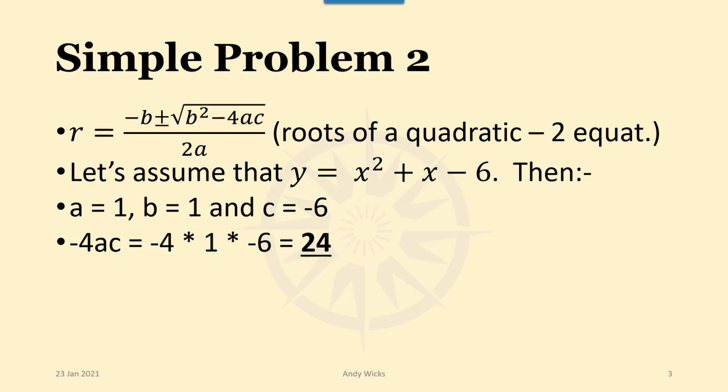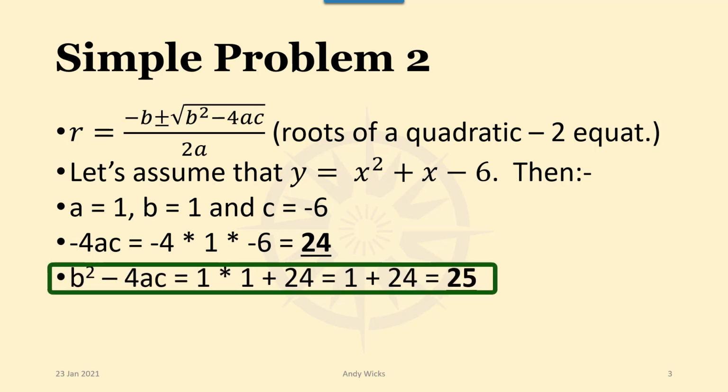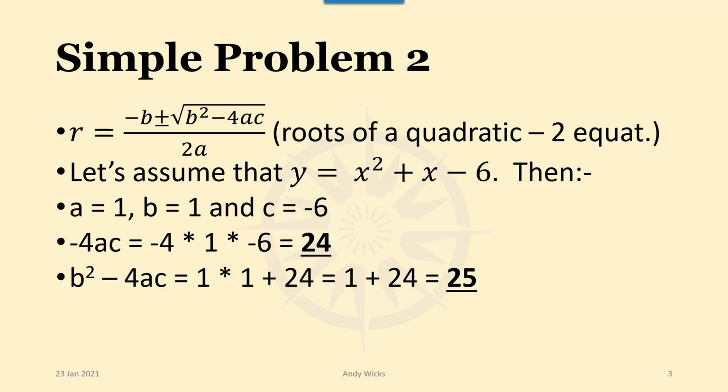Having got that minus 4ac done, we can then take that answer and add it to b squared, because we've already taken account of the minus sign with the minus 4. So how do we do that? Well, b squared minus 4ac is the same as b squared, which is 1 times 1, plus the 24 that we got in the previous step. So 1 plus 24 is 25. Now we can move on to the next bit.